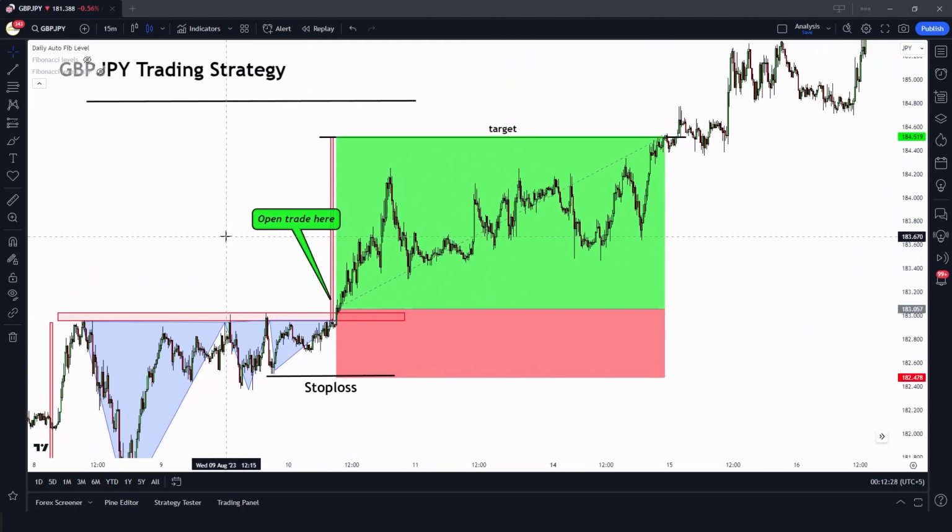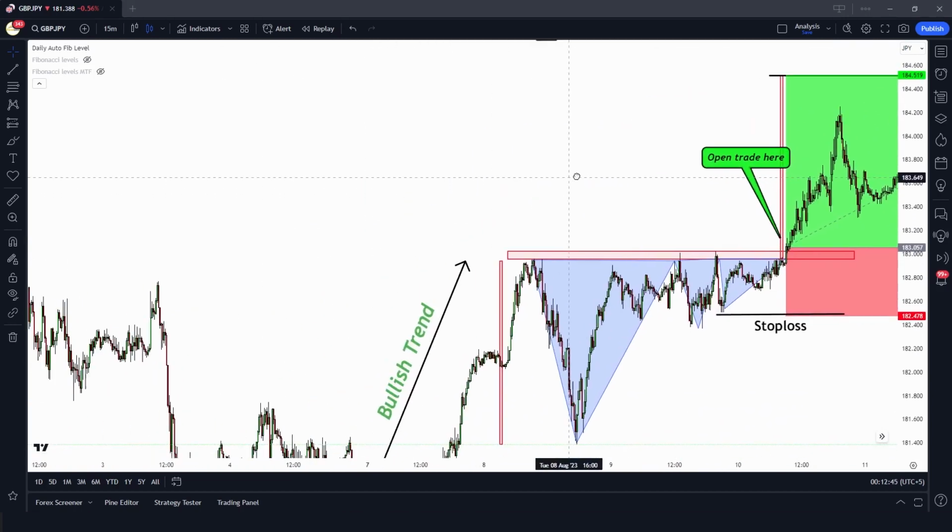And that's exactly what we have done here. So you can see after breaking with this big bodied bullish candle, the market has continued to move in the bullish direction until it hit our target level. So that's how you trade using this ascending triangle pattern. Now let's go ahead and take another example of a descending triangle pattern.